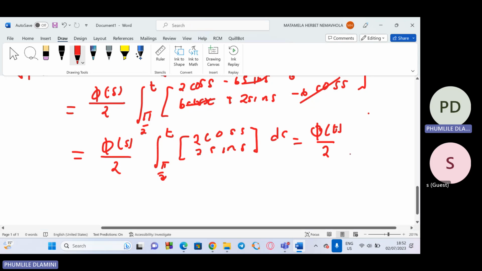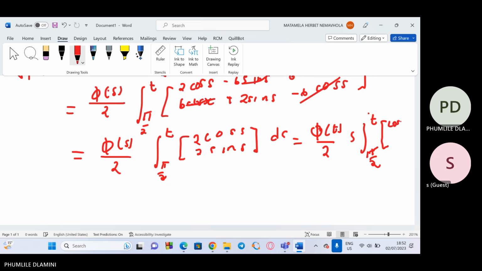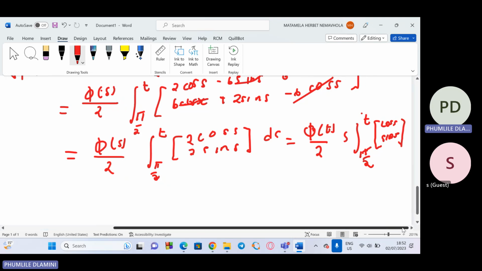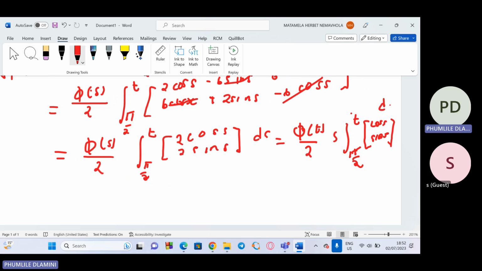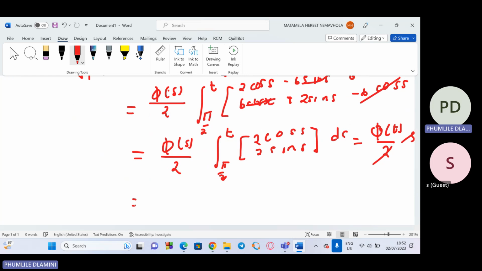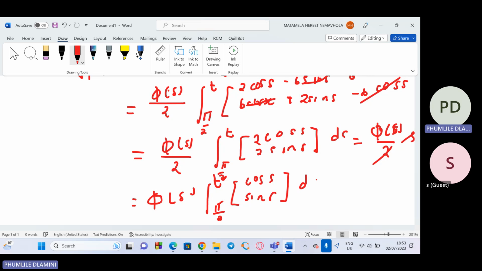I can take out 2 outside of the integral. Then I will have pi over 2 to t of cos s sine s. Then I think I no longer have a space, but we're going to have d of s. So these 2 we just take out, it will cancel with this one. Then what we're going to remain with is q of s, not t, s. Sorry, I'm just used to t. Then integral pi over 2 to t of cos s sine s ds.